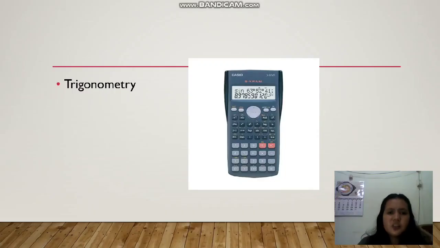Trigonometry. Trigonometry, the next function of a scientific calculator, is trigonometry calculation. This is a branch of mathematics that deals with the angles of triangles and trigonometry functions such as sin, cos, and tangent. It may be well known by high school students.